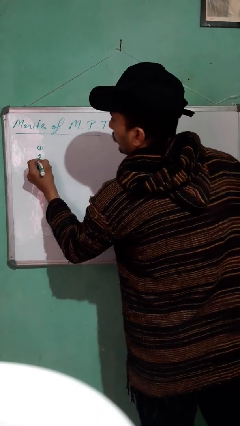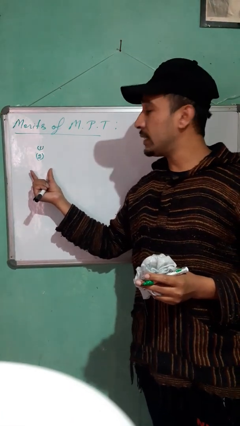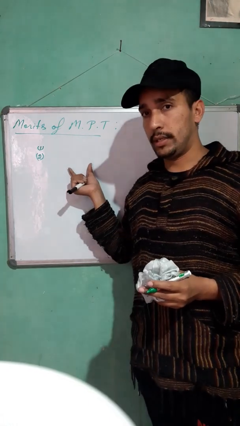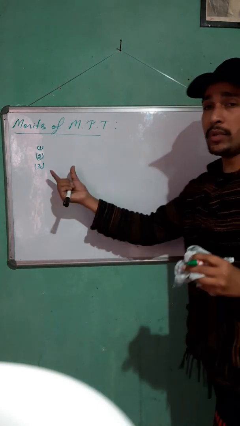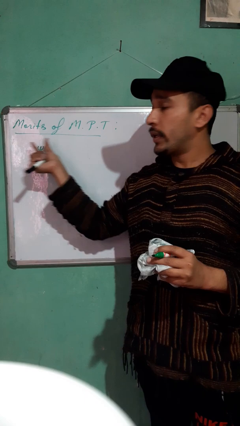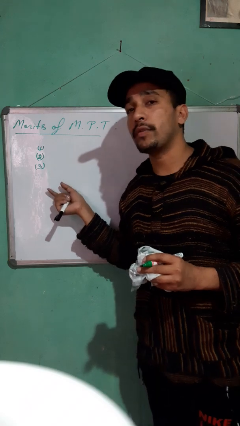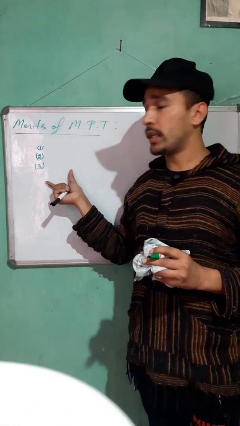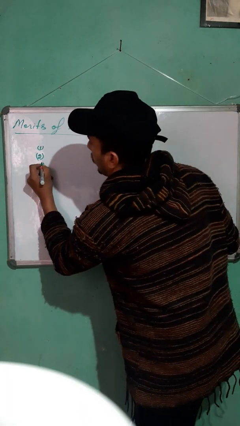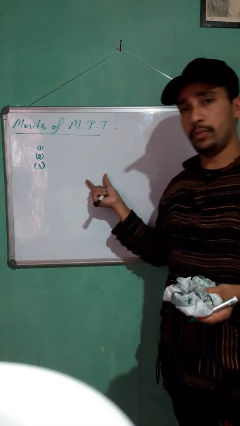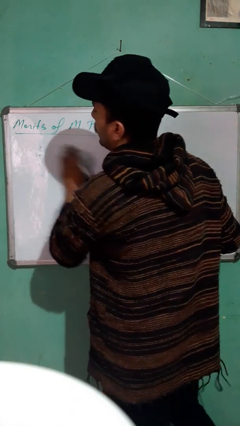Number two: modern periodic table is easy to understand and easy to memorize. Number three: from the modern periodic table you can write the electronic configuration of elements, and you can predict the properties of elements, their atomic size, their valencies, their number of orbits, everything in the easiest manner. So that is the third merit of modern periodic table. And you can refer to your book for some more merits.